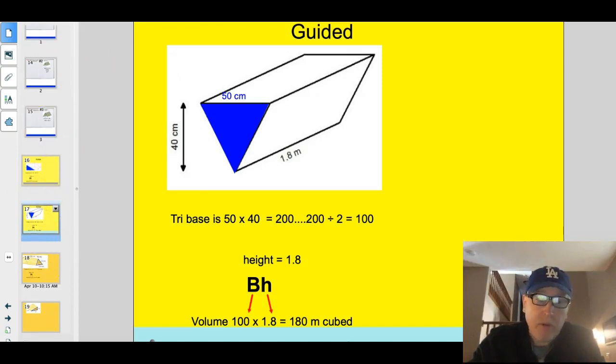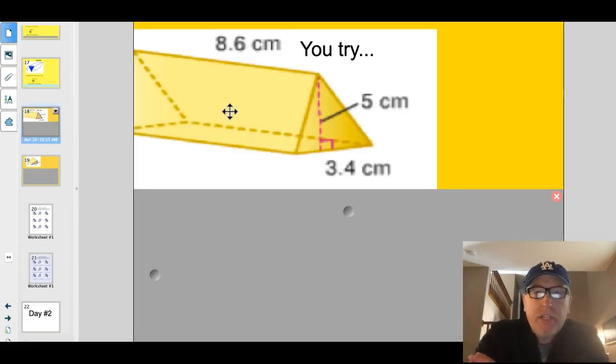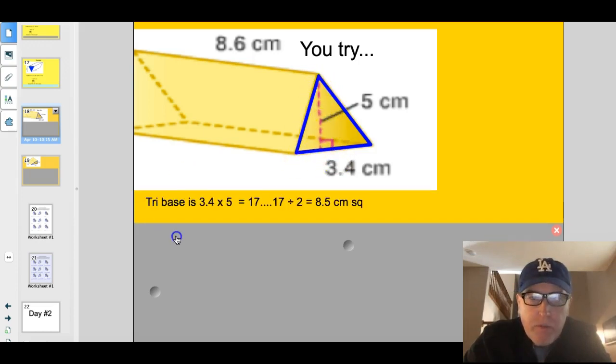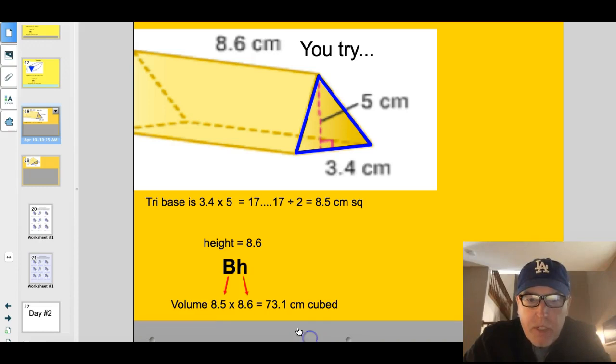Let's get. Hang on just one sec. Alrighty. Let's do this. Go ahead and try this problem here. See how you did. Oops, where's my base? There's my base. 3.4 times 5 divided by 2. So there's 3.4 times 5 is 17. 17 divided by 2. So the area of the triangle in blue there is 8.5 centimeters squared. So now we just do base times height. Height is 8.6. Big base times height, 73.1 centimeters cubed.